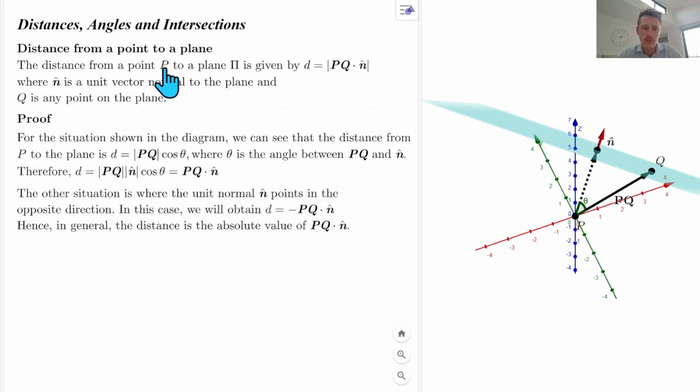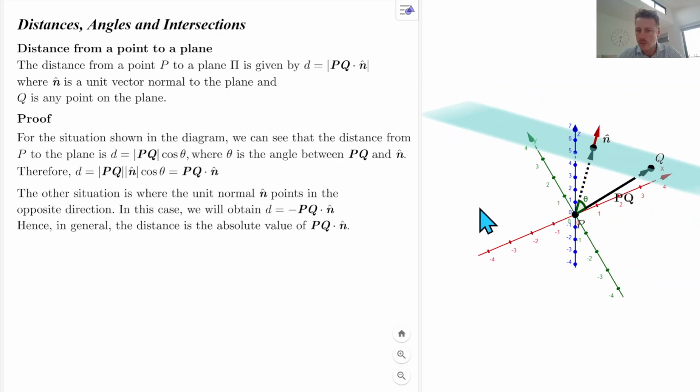If you've got some point P and you want to get to some plane, which we use this capital pi to mean some plane in space, it's given by d, d being the distance, is equal to the magnitude of the dot product between PQ and the unit vector n, where n is the unit vector normal to the plane and Q is any point on the plane. Okay, so let's just start to wrap our head around what's going on here.